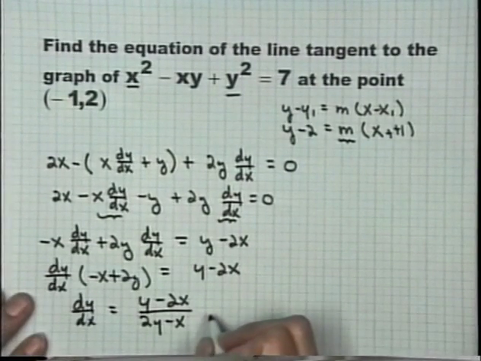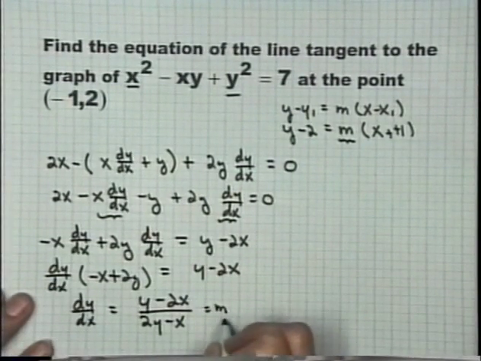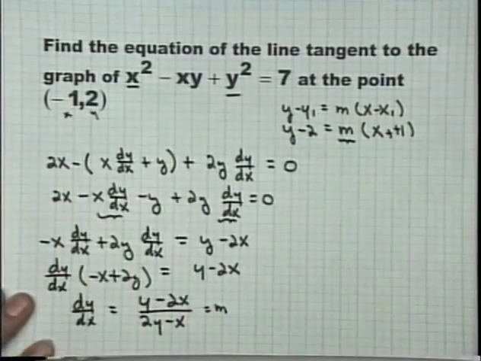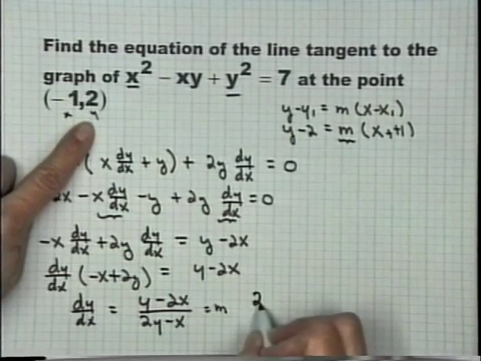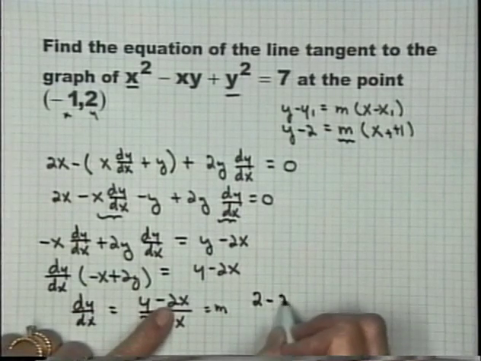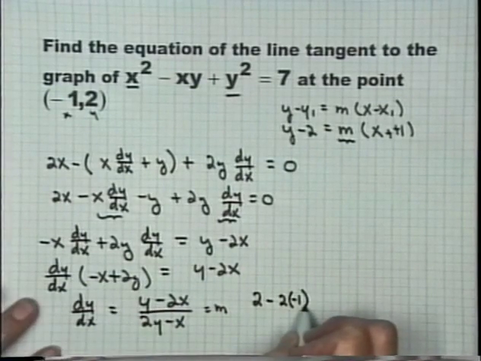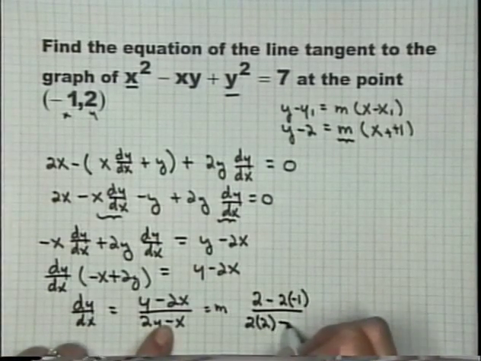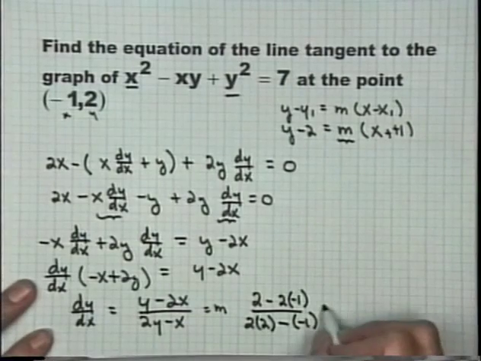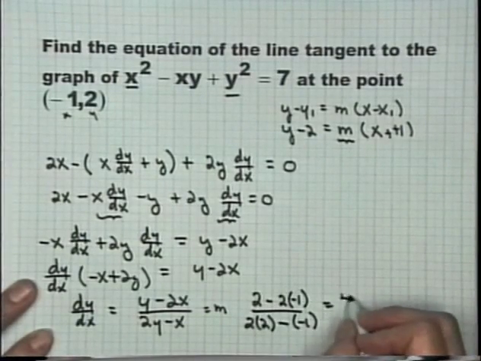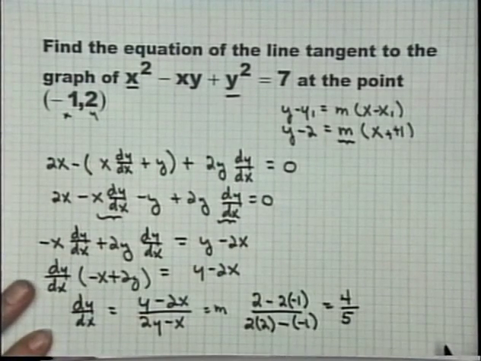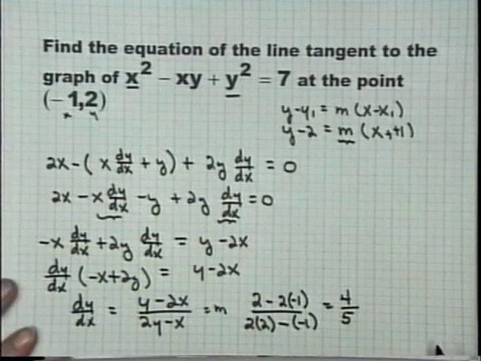Now, this is going to give me slope, isn't it? Notice this involves both x and y, but I know both x and y at the point in question. So y is a 2. So I'm going to have a 2 here minus 2 times my x, which is negative 1, over 2 times y, well 2 times 2 then, minus my x of negative 1. So this is going to be 2 plus 2 is 4, and this is going to be 4 plus 1 is 5. So my slope at the point negative 1, 2 is 4/5.